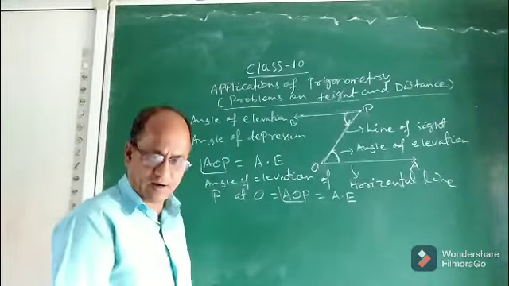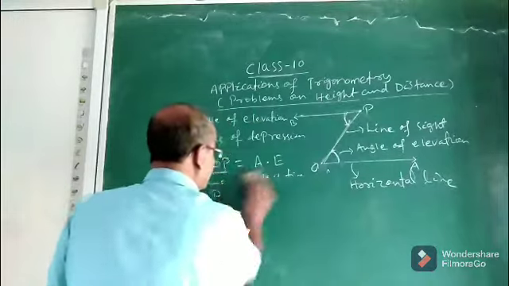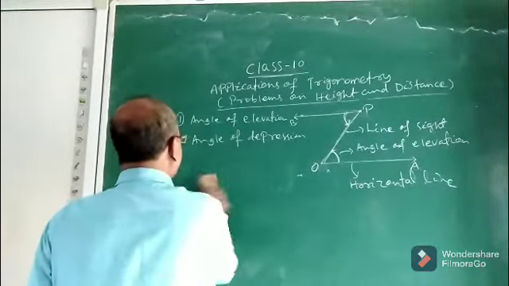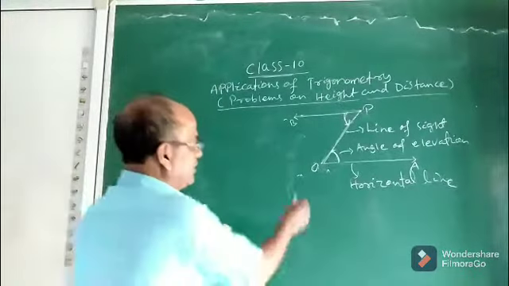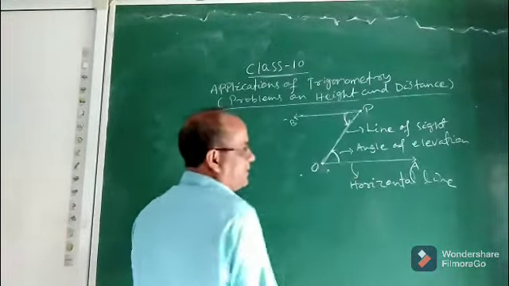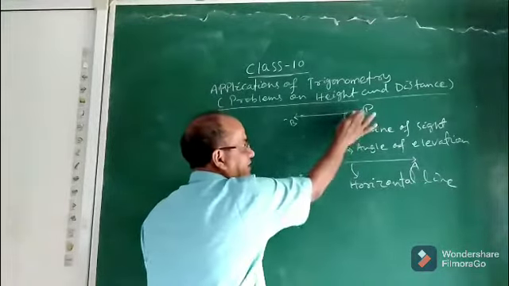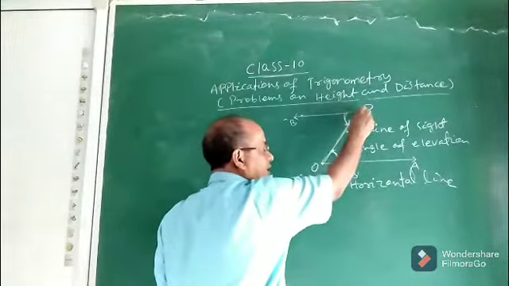Now see what angle of depression is. Now consider the reverse situation, the opposite situation. Suppose this is the top of a building and a boy is standing here. Suppose the boy is the position of the observer.